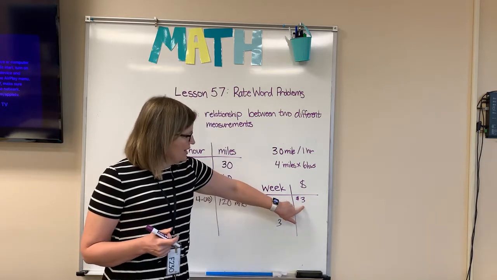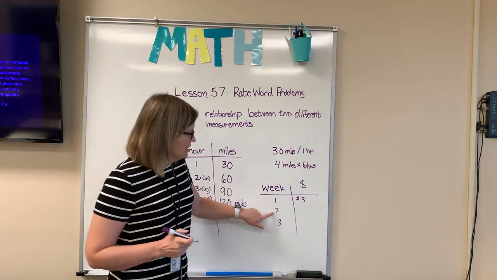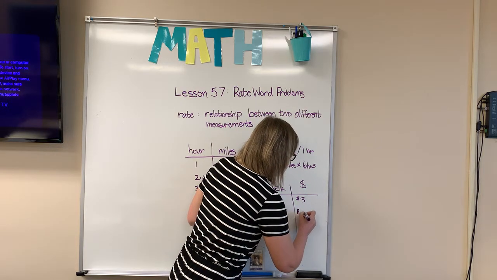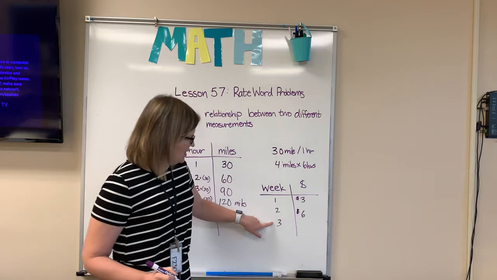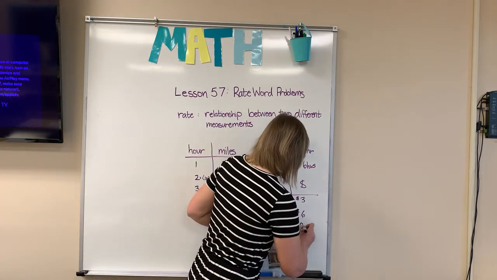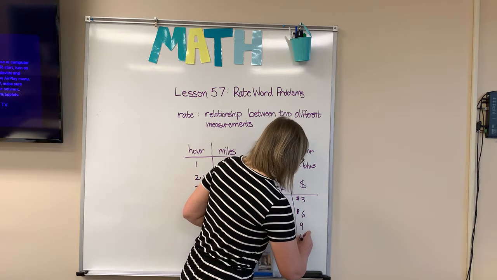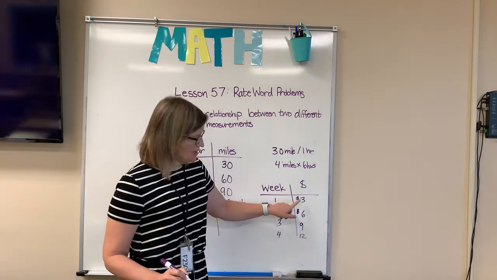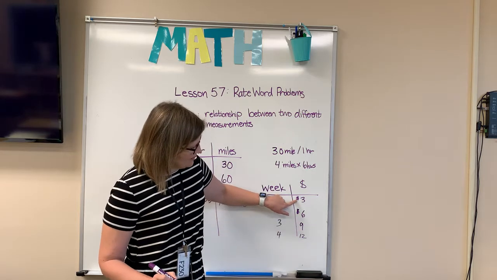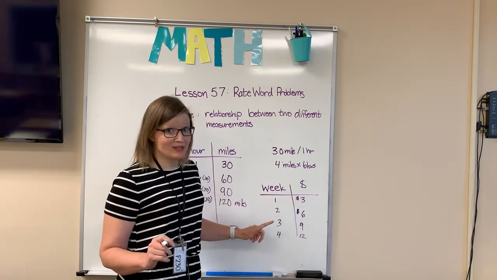If he makes $3 for the first week, then by the second week, if he saves it all, he will have $6. And for the third week, he will have $9. For the fourth week, he'll have $12. By the way, are you noticing a pattern here? This looks a lot like our 3's times tables.